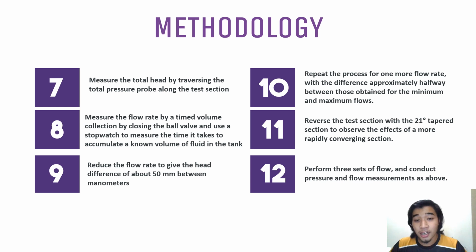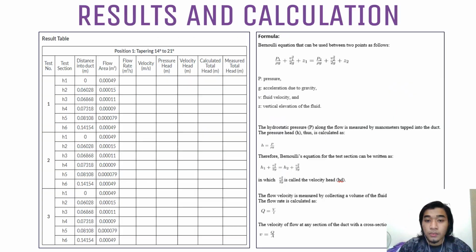And next, we need to repeat the process for one more flow rate with the difference approximately halfway between those obtained for the minimum and maximum flows. Reverse the test section with the 21-degree tapered section to observe the effects of a more rapidly converging section. And lastly, perform 3 sets of flow and conduct pressure and flow measurements as above.